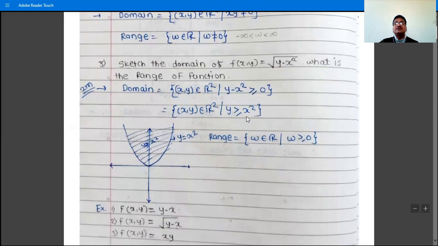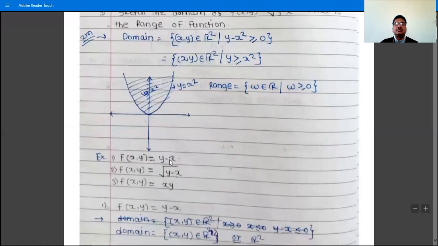Okay, so this is the domain of the function, and if we sketch the diagram, then y is equal to x square means this is the parabola, y is equal to x square. Above the x axis and around the y axis, this is y is equal to x square, and y is greater than or equal to 0 means this part is the domain. So this is the diagram of the sketch of the domain, and again range is what? w belongs to R, such that w is greater than or equal to 0. Here w is not equal to 0, here w is greater than or equal to 0.